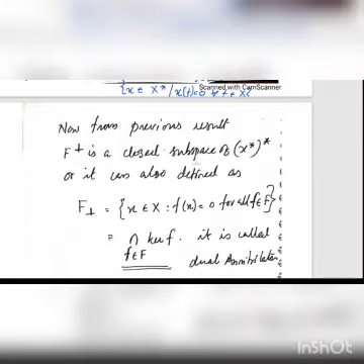Now from the previous result, this is a closed subspace of X star star. Now it can also be defined, as I said earlier, as x belongs to X such that, so I have written x belongs to X star. Okay, here is a mistake. So I will have this as x belongs to X itself, such that, oh, so I will rewrite it.